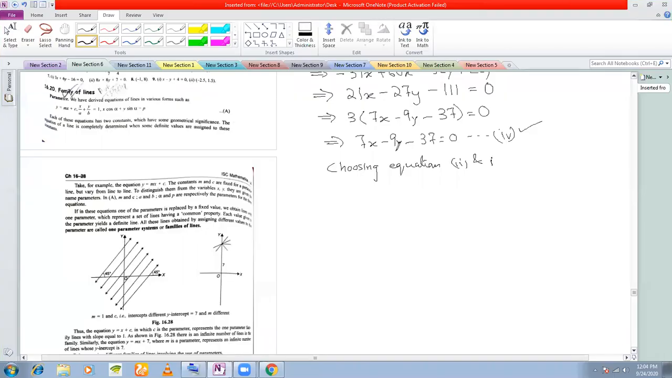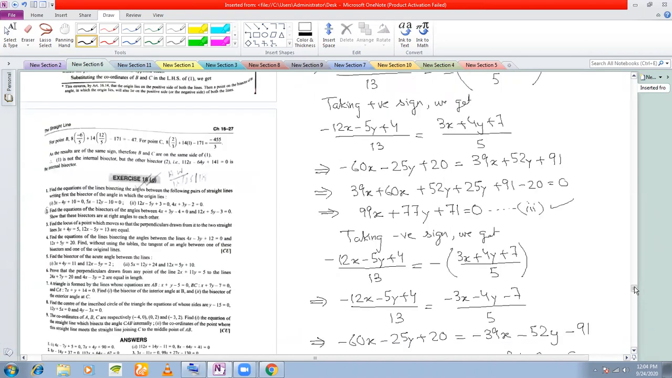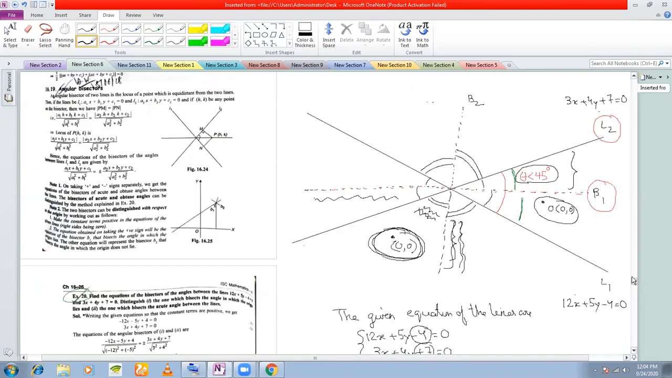Choosing equations 2 and 4, we check the angle between them. So coming back to the diagram, suppose this equation is 2 and one bisector we have chosen. Say this equation is equation number 4, and we see what angle it makes.